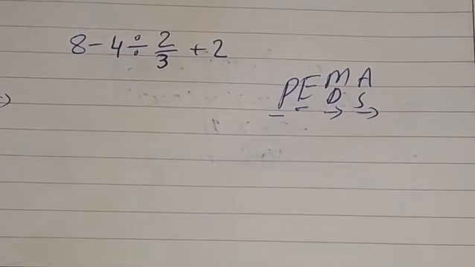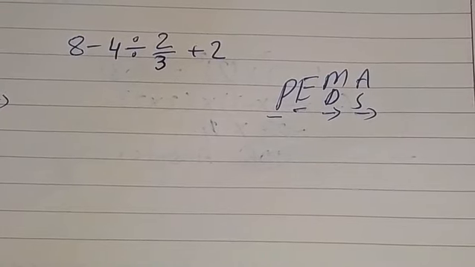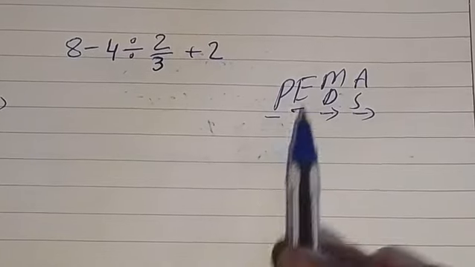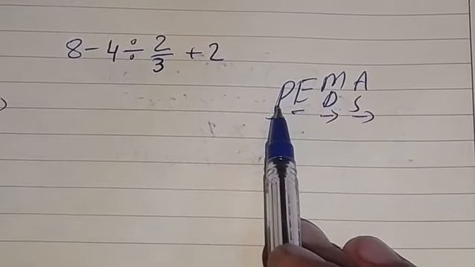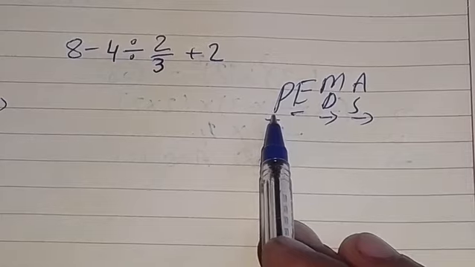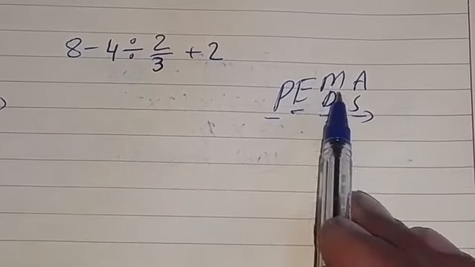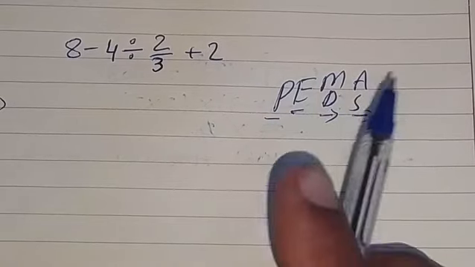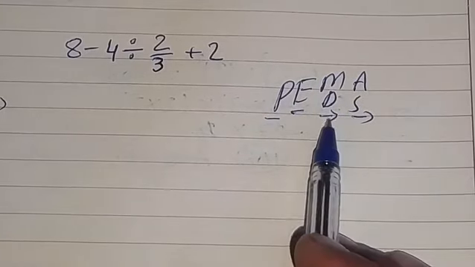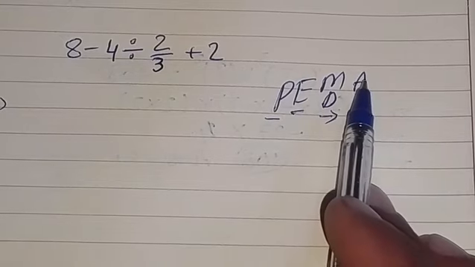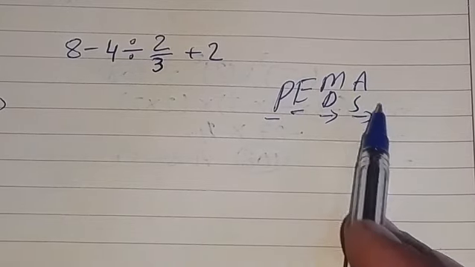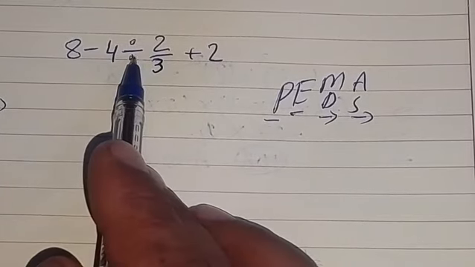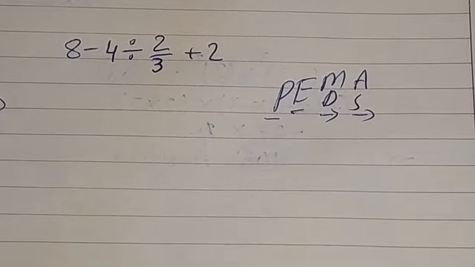Today we find the value of this fraction. Now we shall add by the rules of mathematics PEMDAS. According to the rules of mathematics PEMDAS, first we solve parentheses, then exponent, then multiplication or division, and then addition or subtraction. Multiplication or division we solve from left to right, and addition or subtraction we solve from left to right. Now we have one subtraction, one division, and one addition.